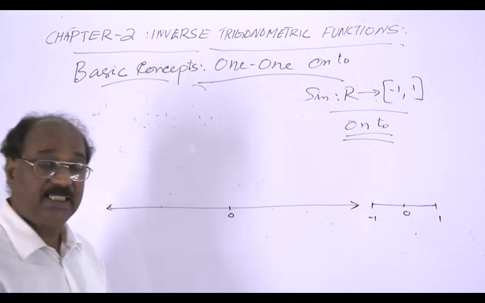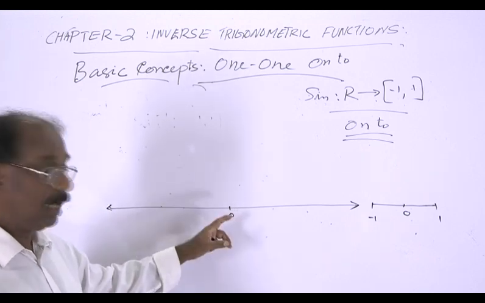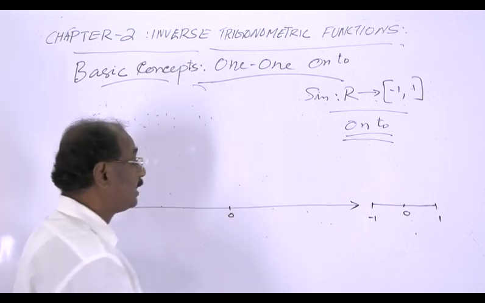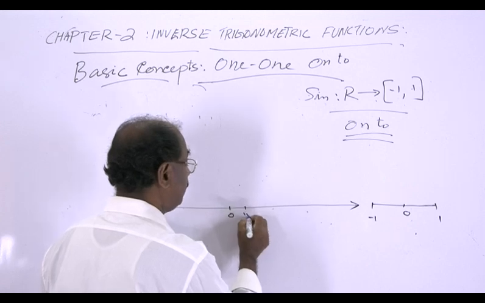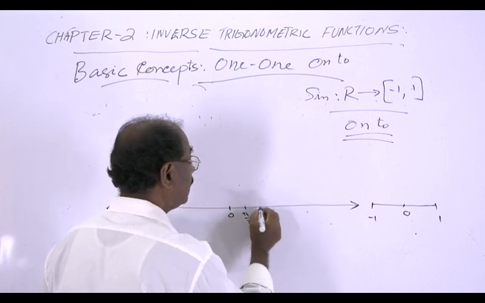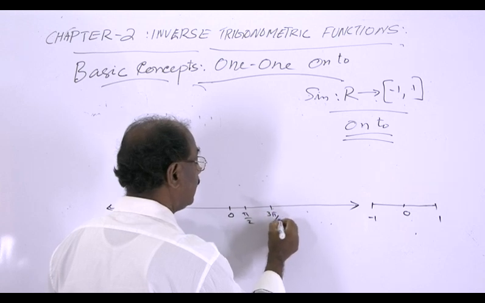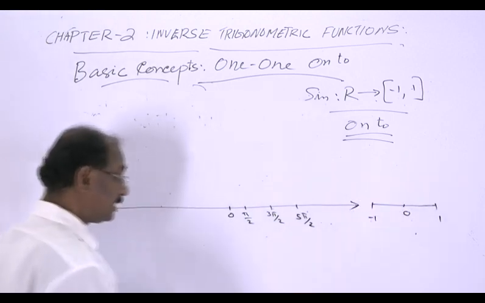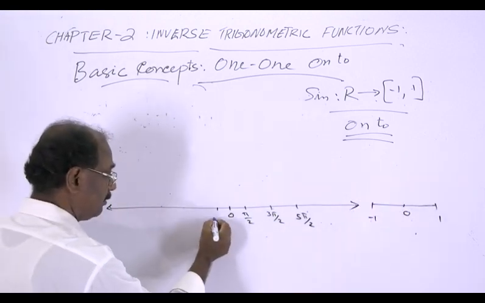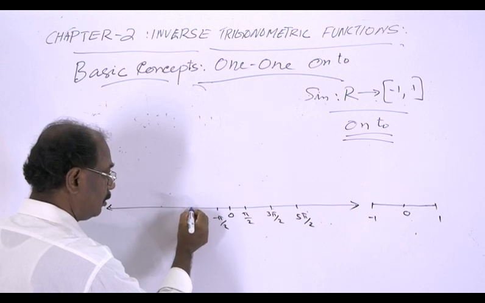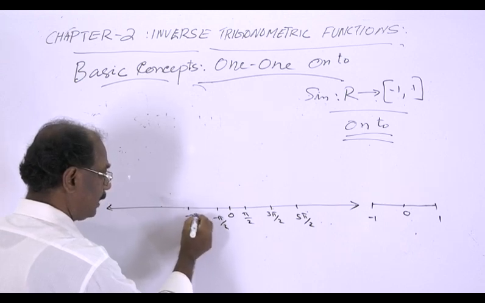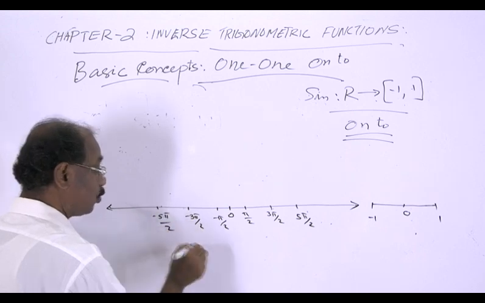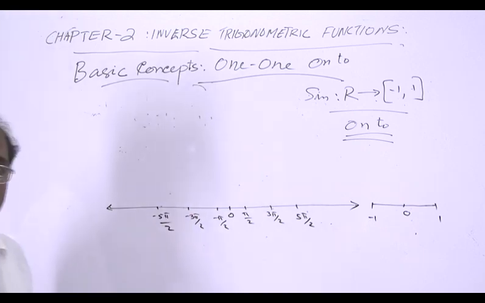Now suppose we divide this R into different sub-intervals by marking the points π/2, then 3π/2, 5π/2, and so on towards the right. Towards the left, -π/2, -3π/2, -5π/2, and so on.